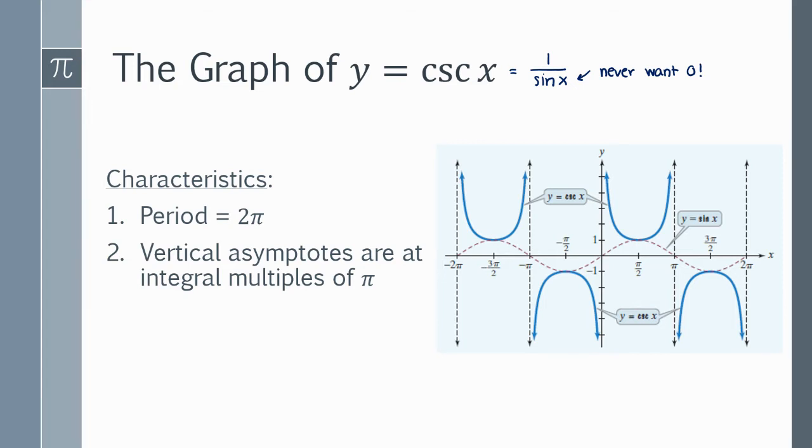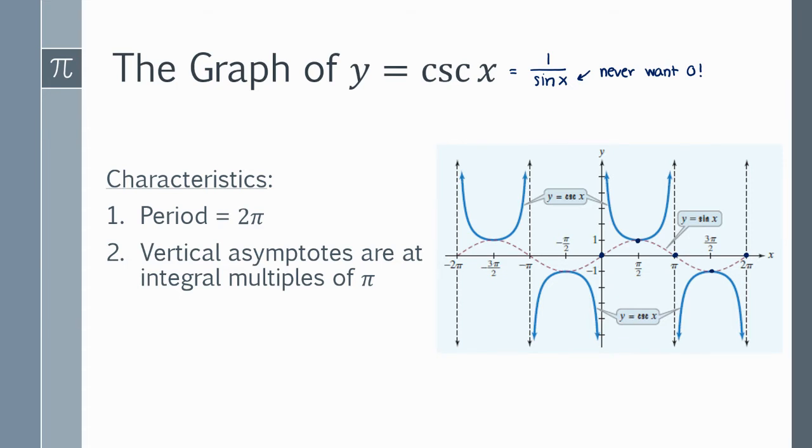Notice in the picture that the dotted curve is the sine graph. It starts here at 0, 0. In a normal graph, it goes up, then back to 0, then goes down, and then it's back to 0. Anytime it touches the x-axis, I can't have that for my cosecant graph. That's when the vertical asymptotes are going to take place. Technically they're at integral multiples of pi. You don't really have to memorize that part as long as you know where your sine graph touches the x-axis, or touches what would technically be 0, depending on how we shift.